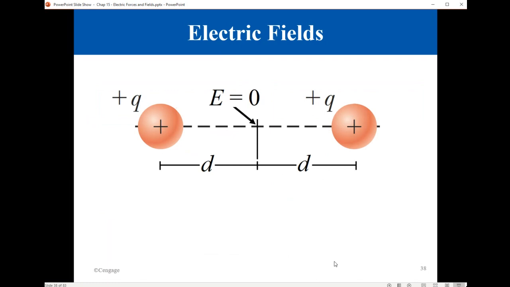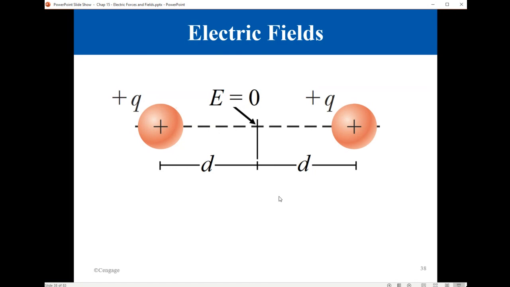Imagine you have this situation. Two identical charges, each one is plus Q. Halfway between the two charges, the field will be zero, because this charge will create a field going to the left, and the other charge will create a field going to the right. Because of symmetry, Q is the same as Q, and R in both cases is equal to D. So the two fields are equal in magnitude, opposite in direction. Therefore, the net field is zero.